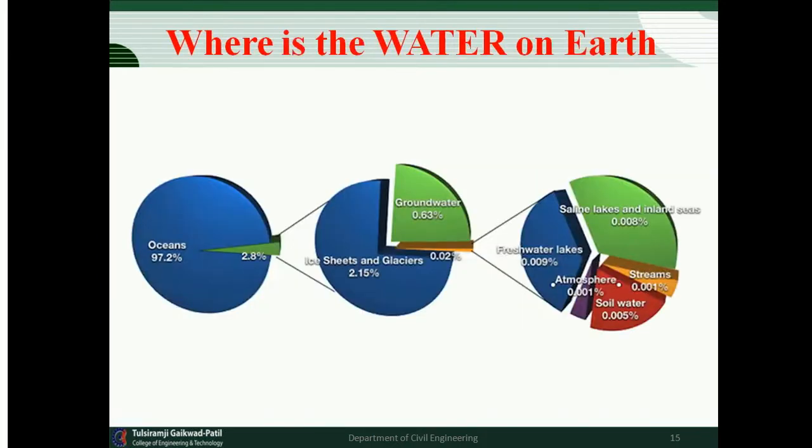This diagram will further clarify how fresh water is available for human consumption. First figure shows oceans and freshwater percentage. Second figure shows overall percentage of fresh water, that is water available in ice sheets and glaciers and water available in groundwater and other sources for human consumption. It is only 0.02%. This 0.02% has further bifurcation in freshwater lakes, atmosphere, soil water, streams, saline lakes and inland seas.